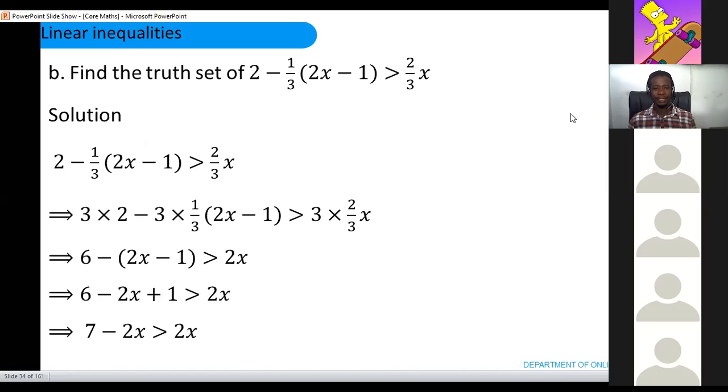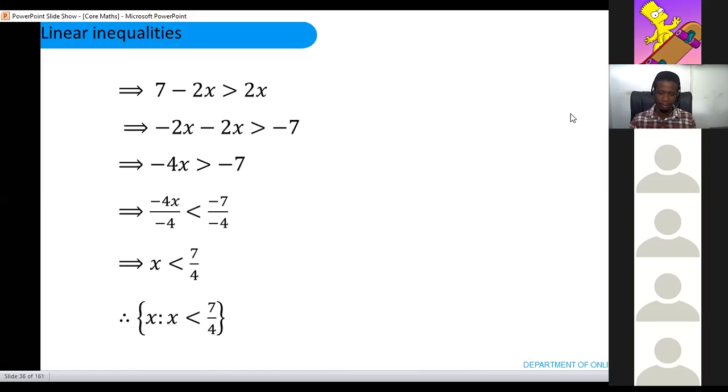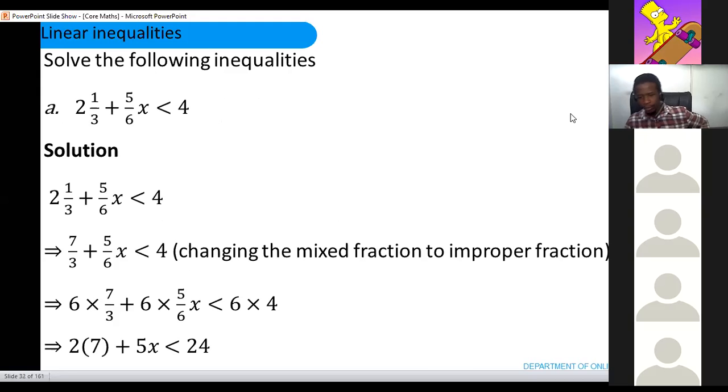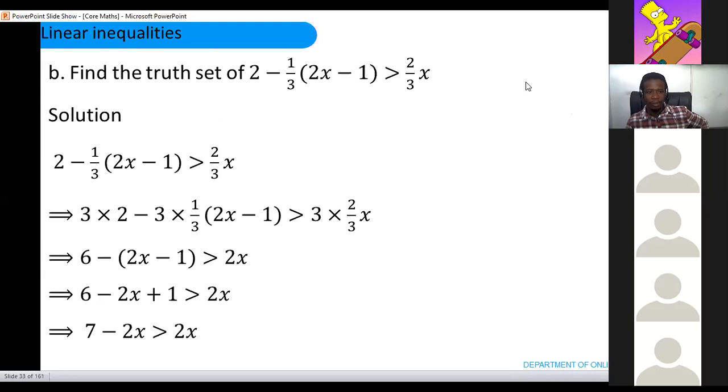B, find the truth set of 2 minus 1/3 into bracket 2x minus 1 greater than 2/3x. So let's try this. Please hurry up and write the question and let's try.